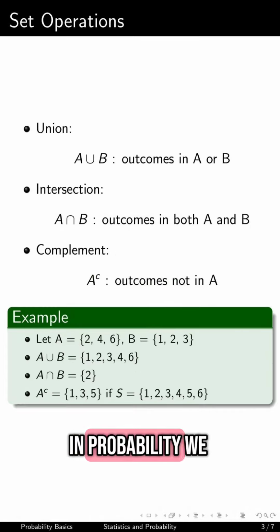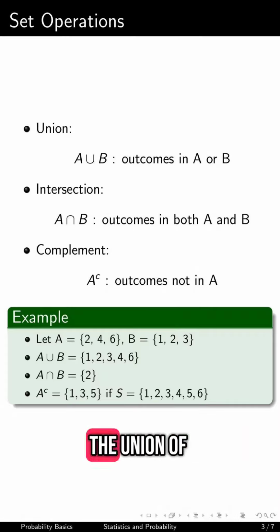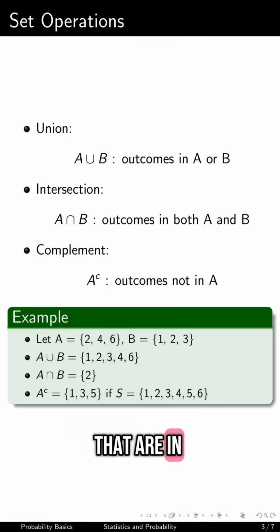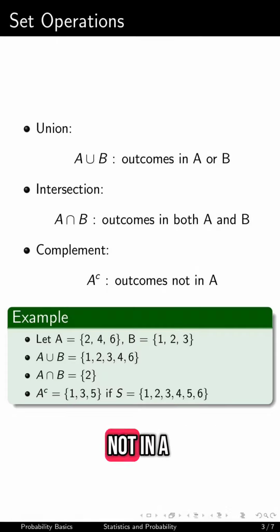In probability, we use set operations to describe relationships between events. The union of two events, A and B, includes all outcomes that are in A, in B, or in both. The intersection includes only the outcomes that are in both A and B. The complement of A includes all outcomes that are not in A.